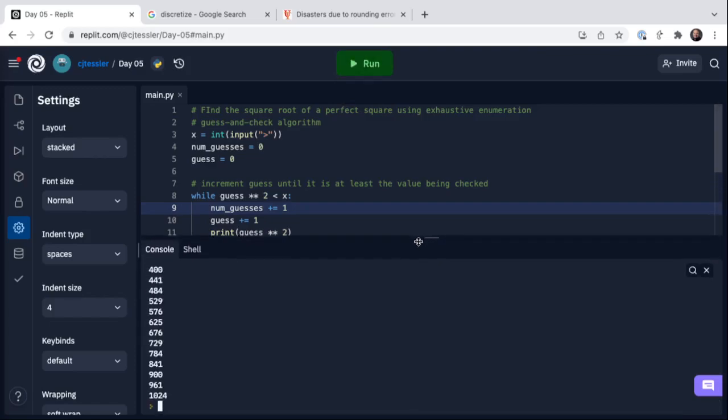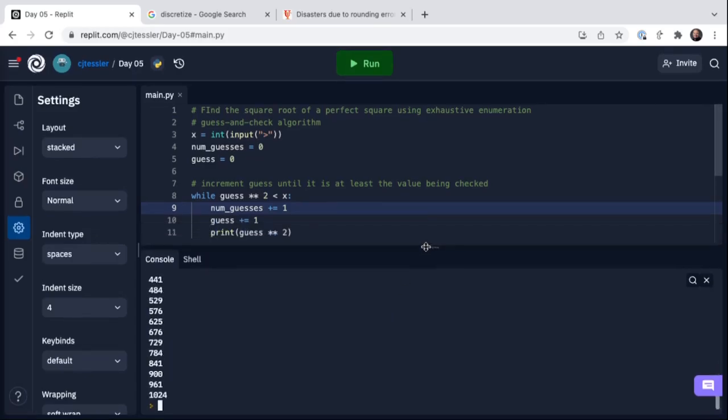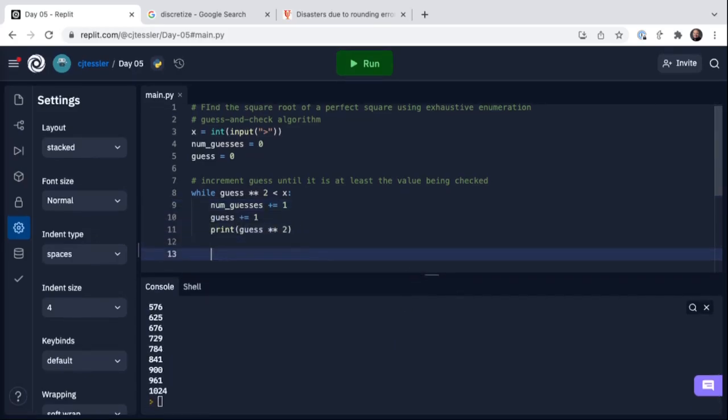So you can see it's checking all of these perfect squares until it gets over the value of x. So let's go ahead and I'm going to just comment that out so we can continue. Now what we're going to do is check if the input is a perfect square.